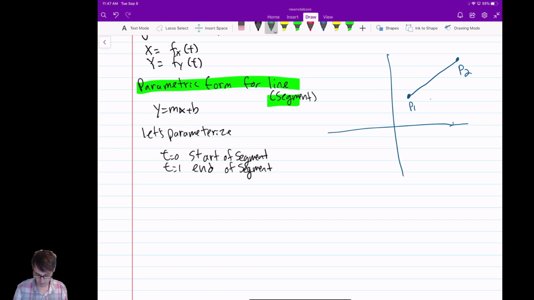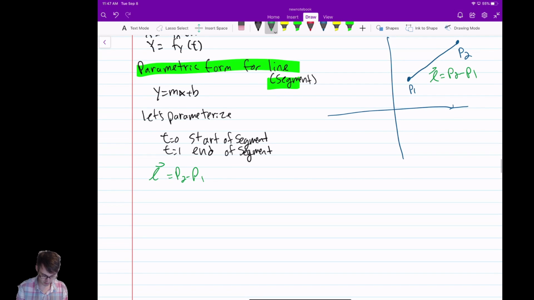I'm going to make a vector L, which equals P2 minus P1. So I take P2 minus P1, it'll give me this vector L from P1 to P2. So let's create this vector L. It's P2 minus P1. And then I'm going to make a function called L of t. It's going to start at P1, and then I'm going to add t times this vector L.